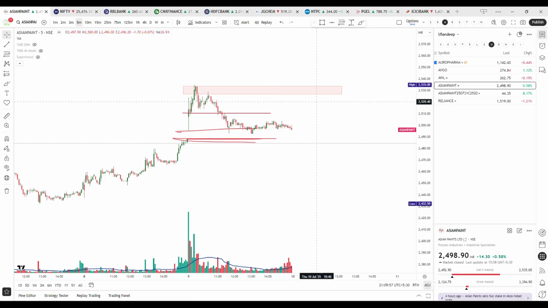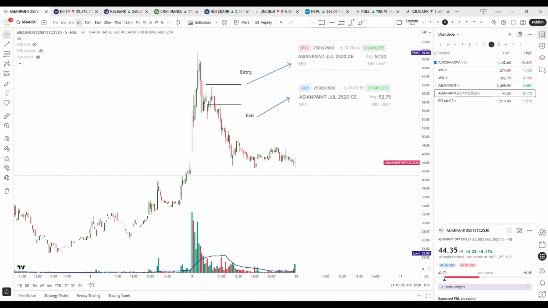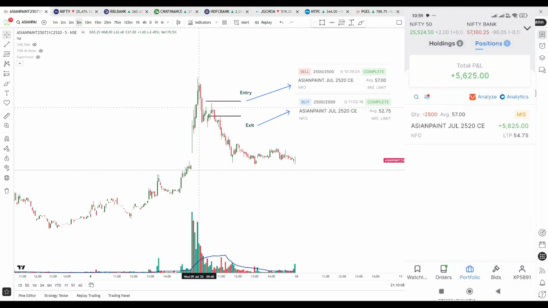If you see the option chart, this is my option chart. The moment the stock reached here, I marked it. I was waiting for this one. This is my stop loss. My entry was 10:39. This is the candle, right?